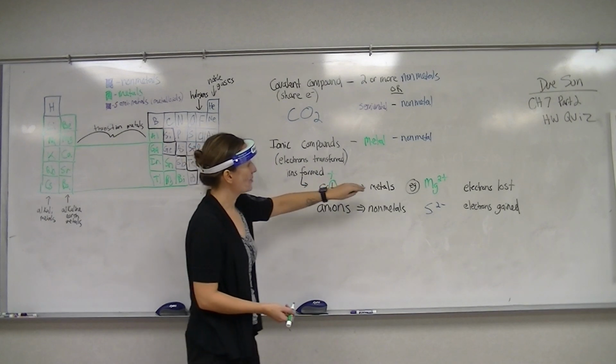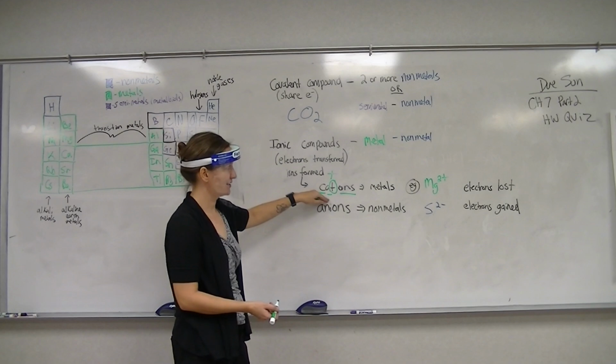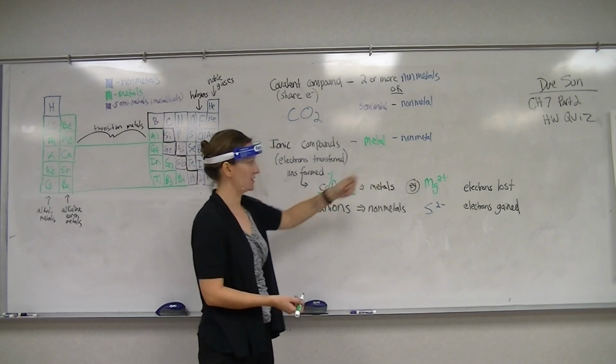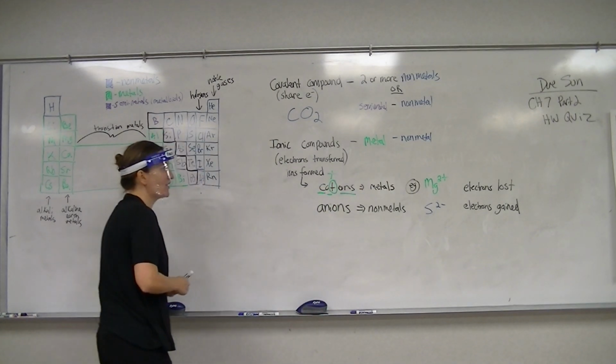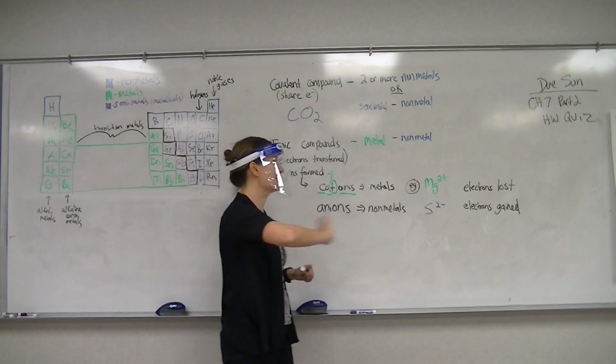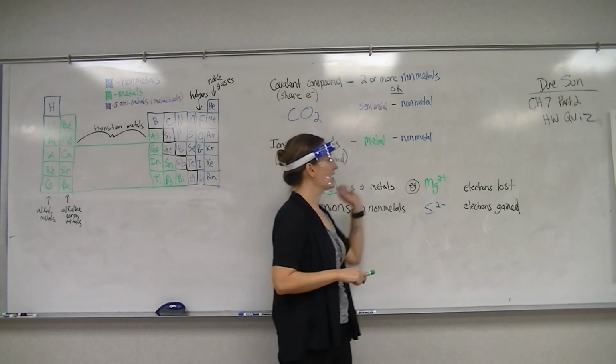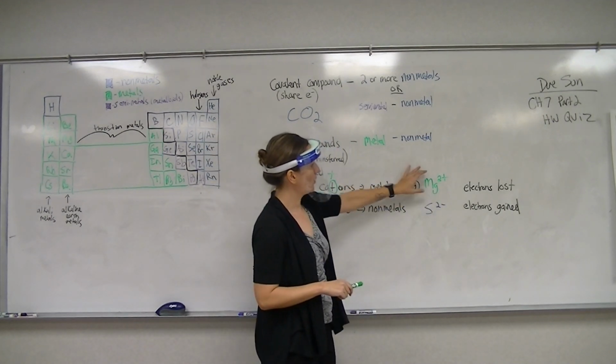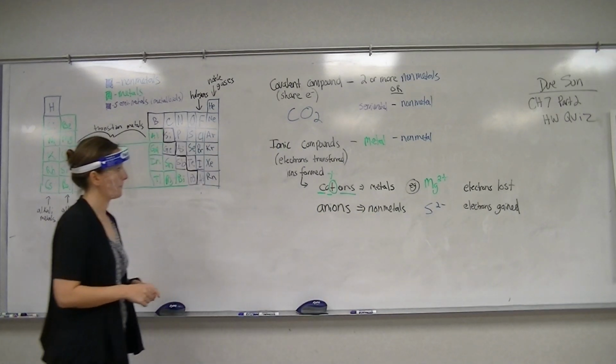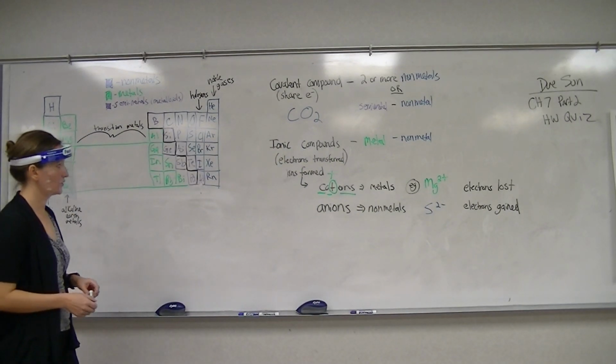And we're always going to see the metals form the cations. Metals are always going to have a positive charge because metals like to donate electrons. They like to give their electrons away. If they give those negative electrons away, they form a positive charge because they lost the negatively charged electrons.